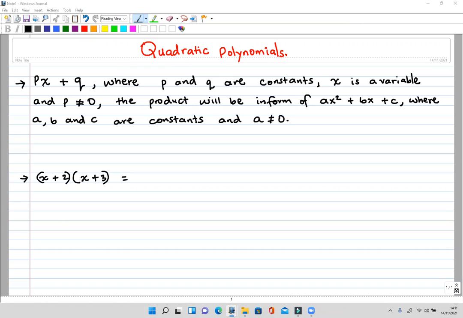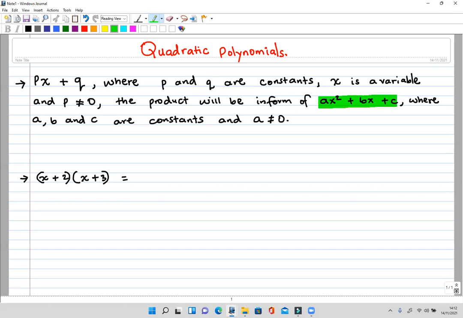Remember, when we multiply two polynomials in the form of px plus q, where p and q are constants, x is a variable and p is not equal to 0, the product will be in the form of ax squared plus bx plus c, where a, b, and c are constants and a is not equal to 0. Now, this is what we call a quadratic polynomial.